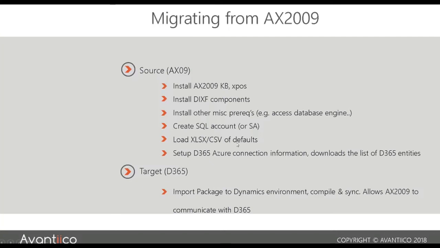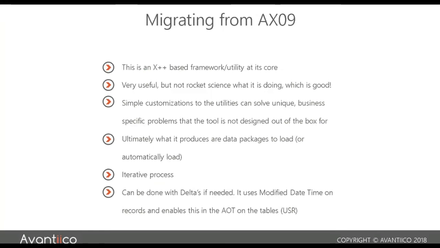What it ships with is a CSV or an Excel file with a list of defaults, which we'll show you in the next slide. What I like about this is X++: if you've got a developer, he can read that, see that, modify that, tune that, and extend that if he wants to. But what it ultimately produces is a data package.